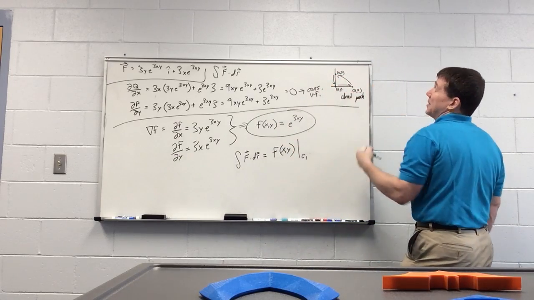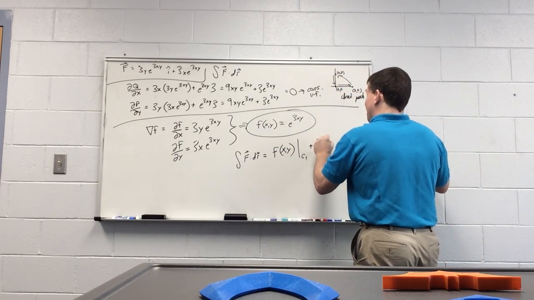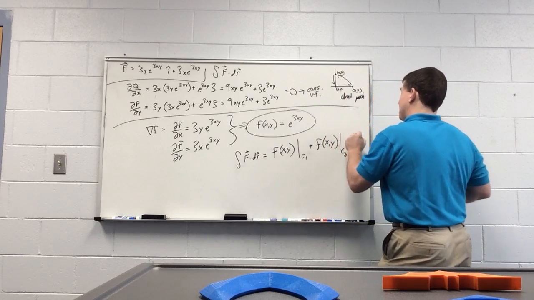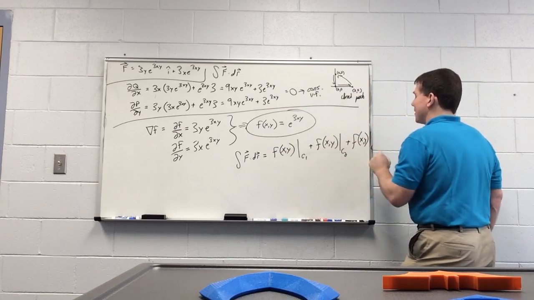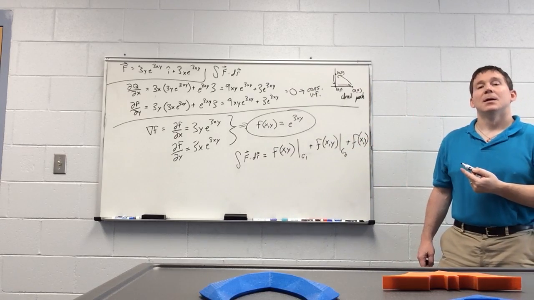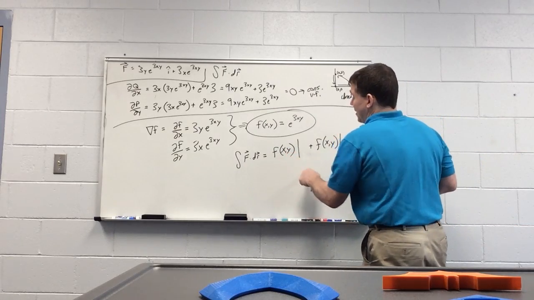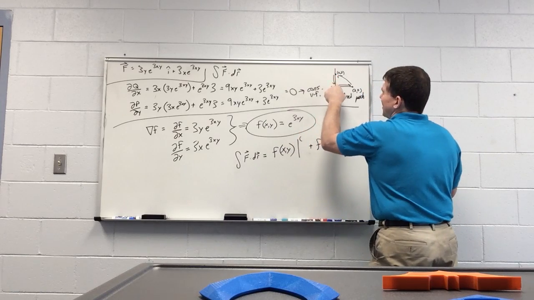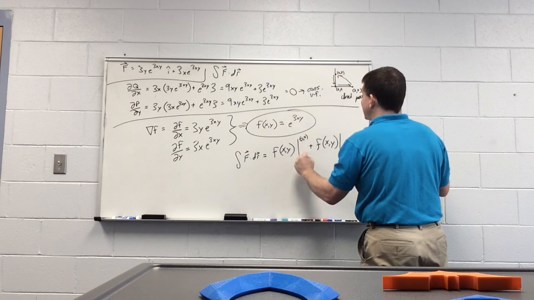Again, in this case, because there's corners, I have to break it up as path 1, path 2, and path 3. But again, all I would do for, say, path 1, I would just plug in my starting point. I'm starting at (0, 2), going to (0, 0). So here I would end at (0, 0) and start at (0, 2).